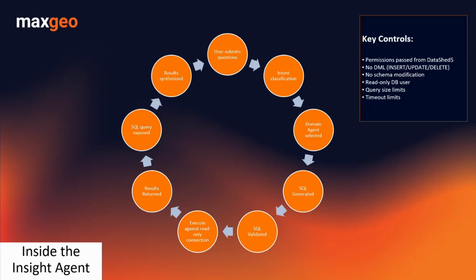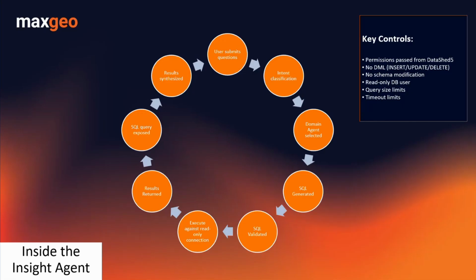What's extremely critical to understand for everybody that's using it is that we've put multiple safeguards in place, and I'm going to cover this off in even more detail as we go. But some of the key controls we put in place here are that permission is passed from Datashed 5. When you log into Datashed 5, you've selected a database and you've been assigned to specific data sets. That information is passed through to the AI agent as well, as the user permission only.